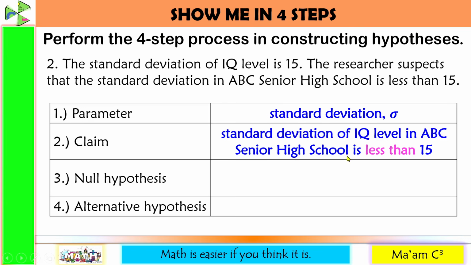Since we have less than here, then this will fall on our alternative hypothesis. So sigma is less than 15. The complement of less than is greater than. So we have sigma is greater than or equal to 15. Remember that the null hypothesis should contain the equal sign. Or we can simply express this as sigma is equal to 15.